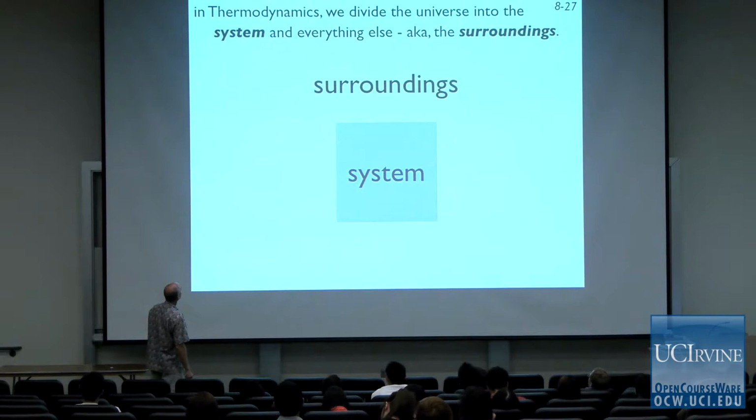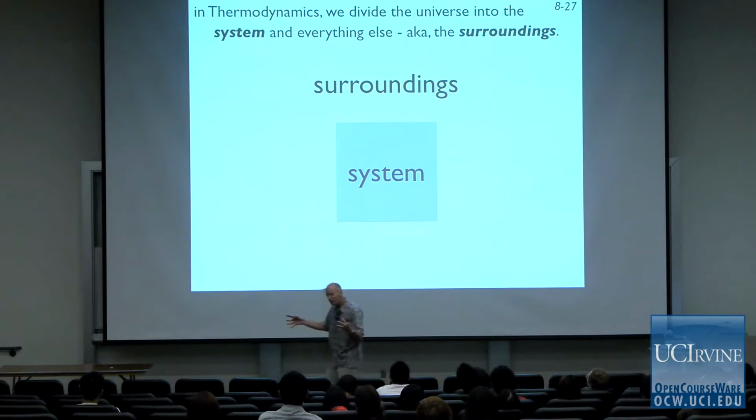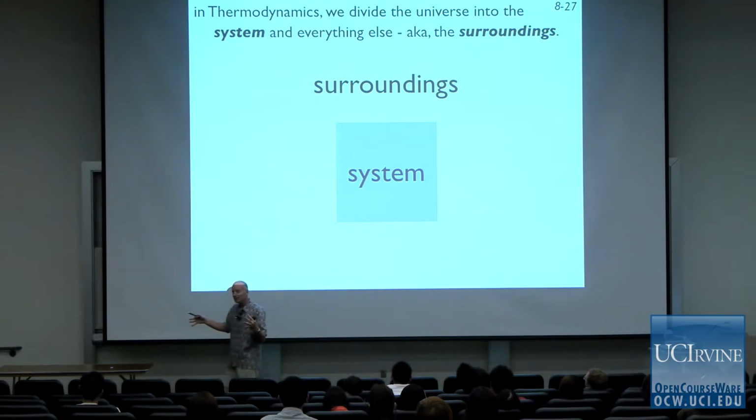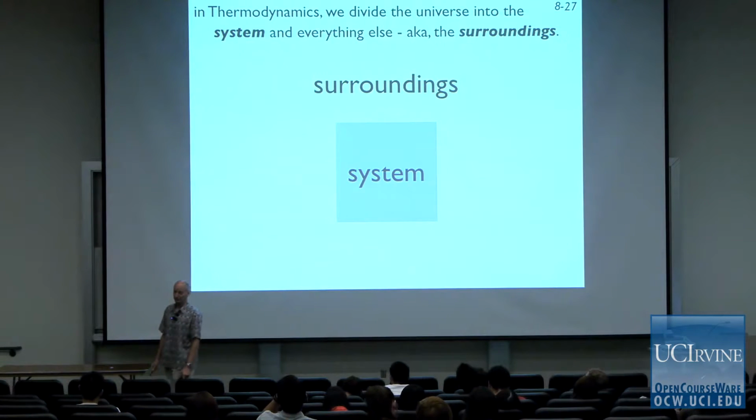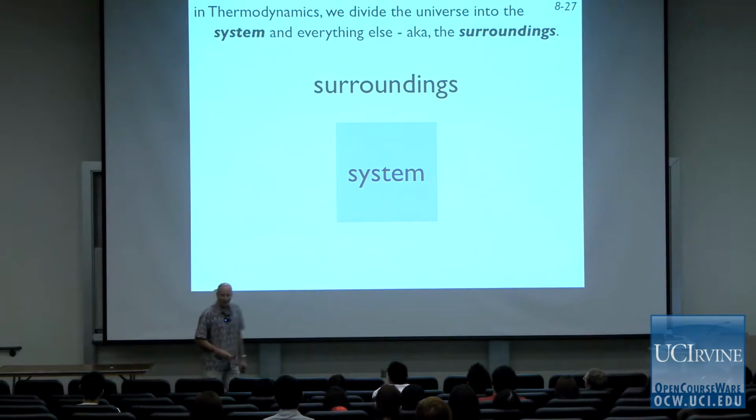Now, one of the things that makes thermodynamics confusing is the terminology. There's jargon and terminology, and it's very confusing. One of the things that we talk about a lot in thermodynamics is the system, represented by this purple rectangle. We distinguish between the system. This is the thing that we're going to be studying the thermodynamics of.